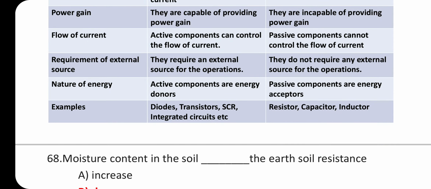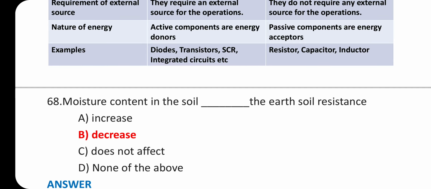Requirement of external source. Active components require an external source for operation, and passive components do not require any external source for the operations. Nature of energy. Active components are energy donors. Passive components are energy acceptors. Examples: diode, transistors, SCR, integrated circuits are the active components. Examples of passive components are resistor, capacitor, inductor.